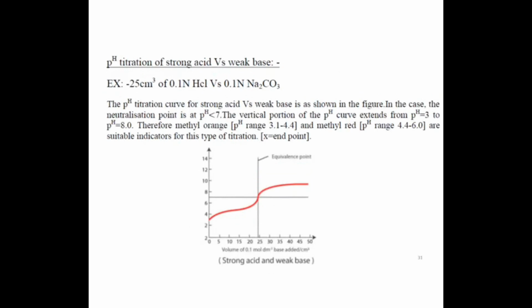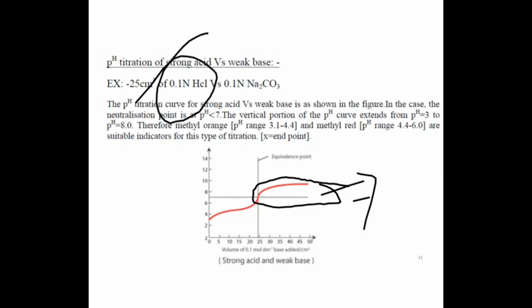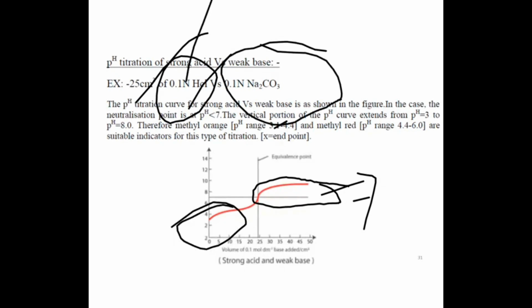Next is the pH titration of strong acid versus weak base. Here the weak base has a pH value of 8 to 10, and the strong acid, HCl, will be around 2 to 3. For the strong acid, hydrochloric acid is taken, and for the weak base, sodium carbonate is taken. That is the expression they have given.